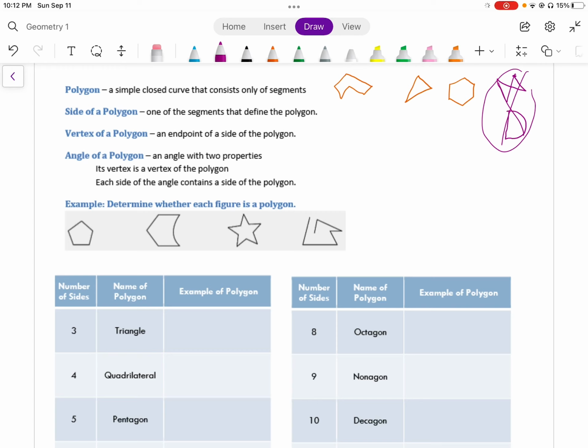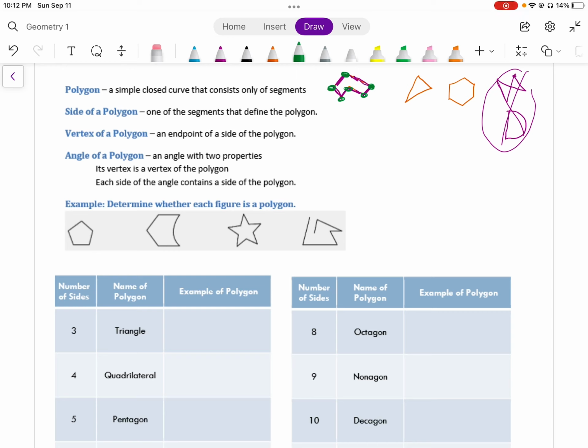So if you take a shape in this one, here's a side, there's another side, there's another side, and another, and another, and another. So those are called the sides of a polygon. Vertices, or vertex is singular, vertices is plural, is an endpoint of a side. So here's a vertex. Here's a vertex, vertex, vertex, vertex, and vertex. Plural is vertices. And then angle.